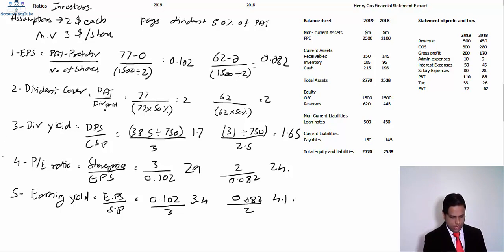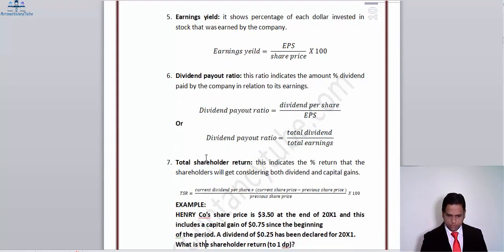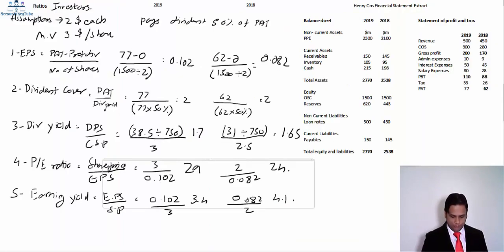After that, we have our sixth ratio, that is dividend payout. This ratio indicates the percentage of earnings paid as dividend by the company. Now, dividend payout ratio is computed as DPS over EPS, or total dividend divided by total earnings. We can use either formula for computation of dividend payout ratio. A clever student would get an idea here, but first let's compute that, and after that you'll get an idea what I'm talking about.